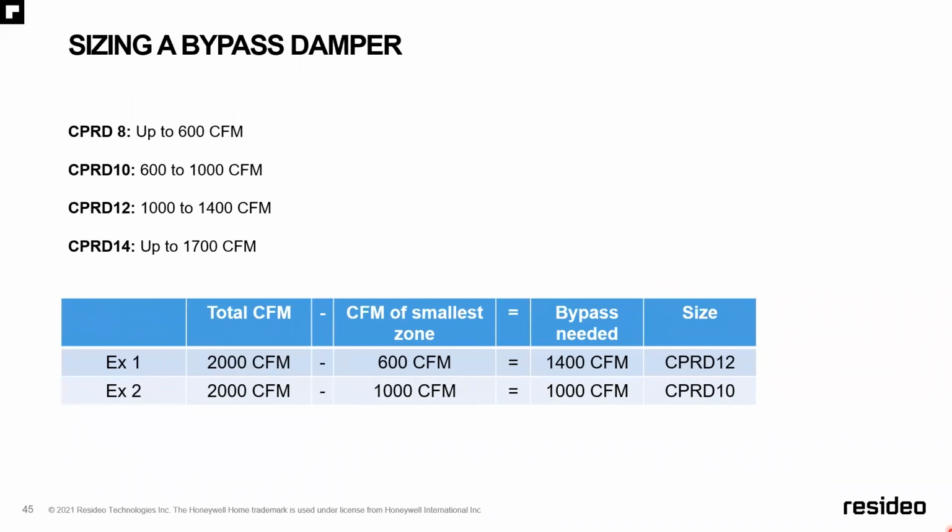To figure how much bypass air you need, and how big a damper it needs to be, remember air moves through a bypass damper twice as fast as it moves through normal ductwork. So here's the formula. You take the total CFM of the system. As you see, this is a 5-ton system. We're going to subtract the smallest zone that's only got 600 CFM going to it, and recognize that when that smallest zone is the only zone calling, we need to bypass 1400 CFM of air. And so all we're going to need is a 12-inch CPRD to do that.